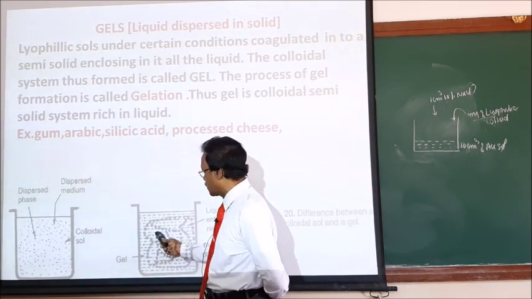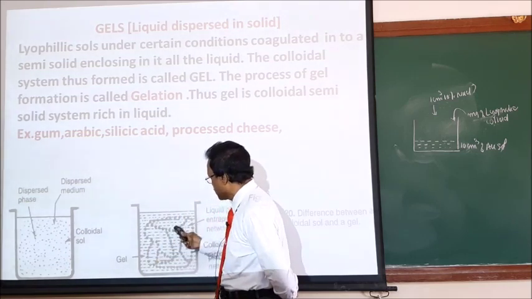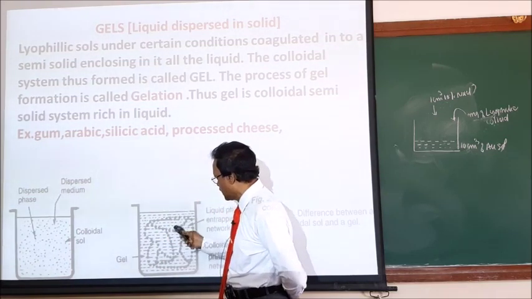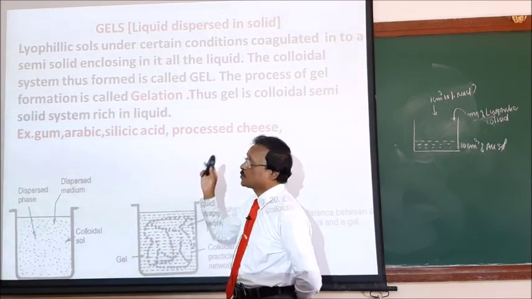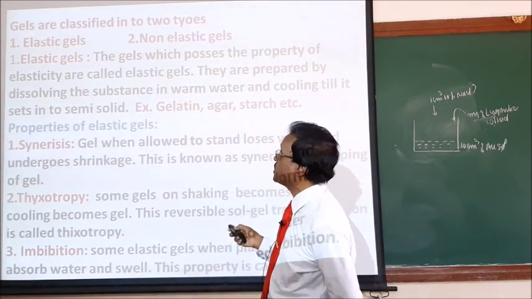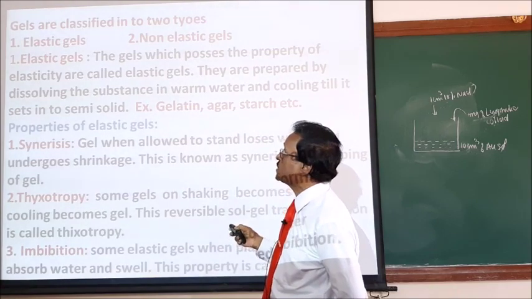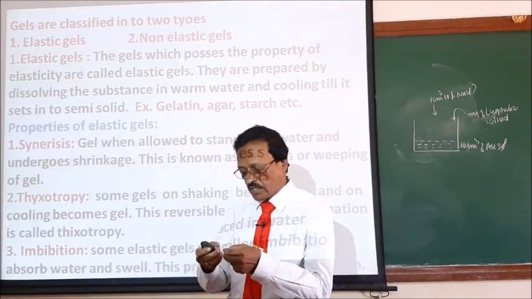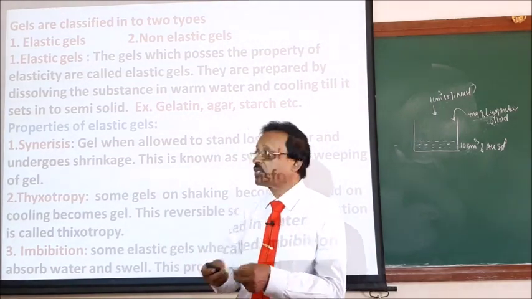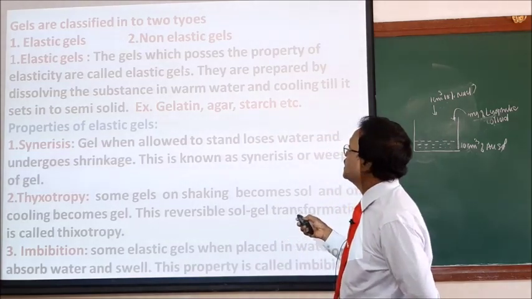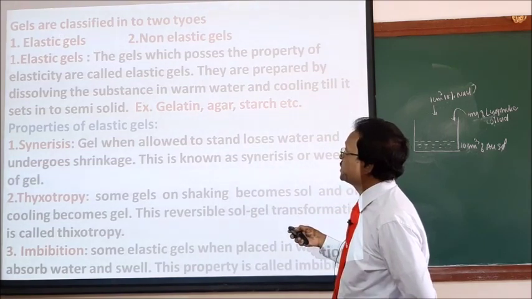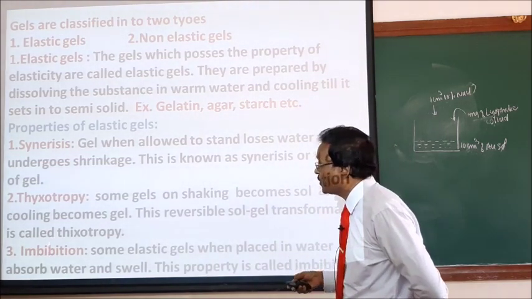If you take the gels, when cooled, they set into a semi-solid. So the lyophilic colloids on cooling set into a semi-solid, and this semi-solid is called the gel, and this process is called gelation. There are two types of gels: elastic gels and non-elastic gels. Elastic gels have the property of elasticity. We can stretch them within limits, and if you release them, they come back to the original position. Examples of elastic gels are gelatin, agar, and starch.